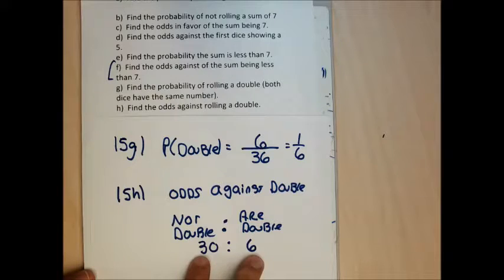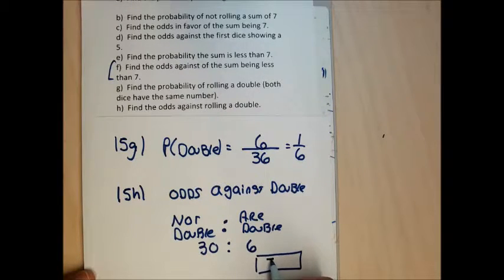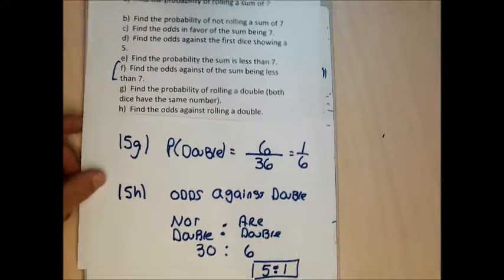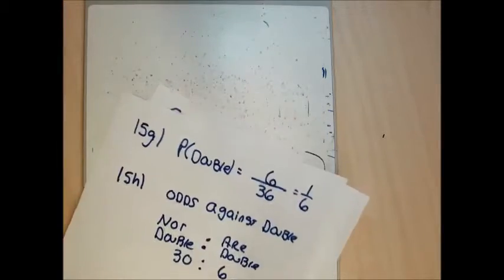I'm going to reduce these by 6. 30 divided by 6 is 5. 6 divided by 6 is 1. And my answer to part H, the odds against rolling a double, is going to be 5 to 1. All right, so that was a monster problem.